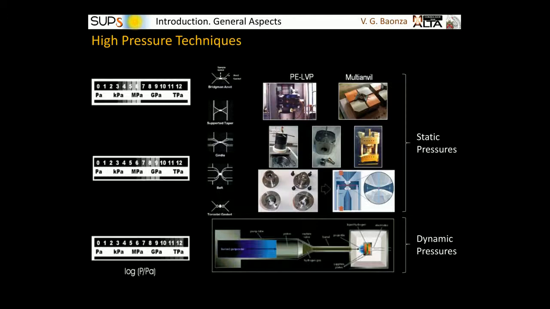So here there's a scheme of different techniques, static and dynamic, using high pressure. Not all these techniques can be used for everything, because of the volume of the sample, the pressure that you can apply, how the pressure is applied. We will talk later about what hydrostatic means. So the pressure, temperature, volume, energy that we can put in the system limits the characterization techniques that we can use.